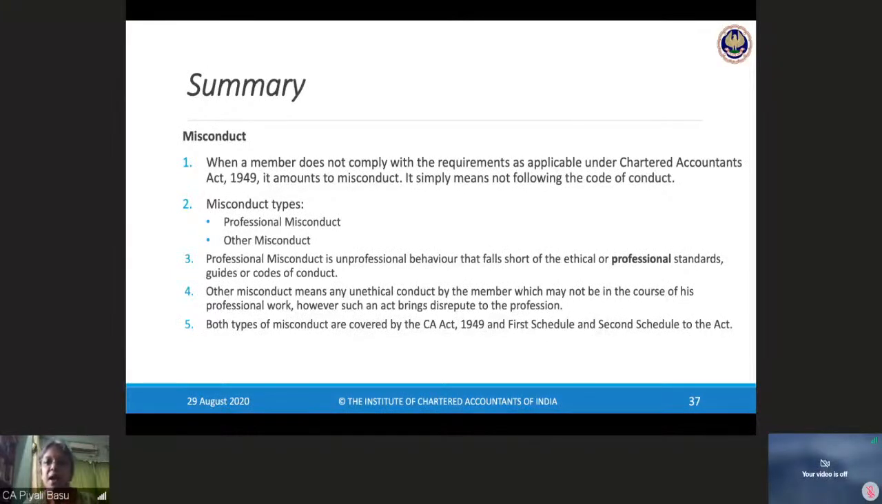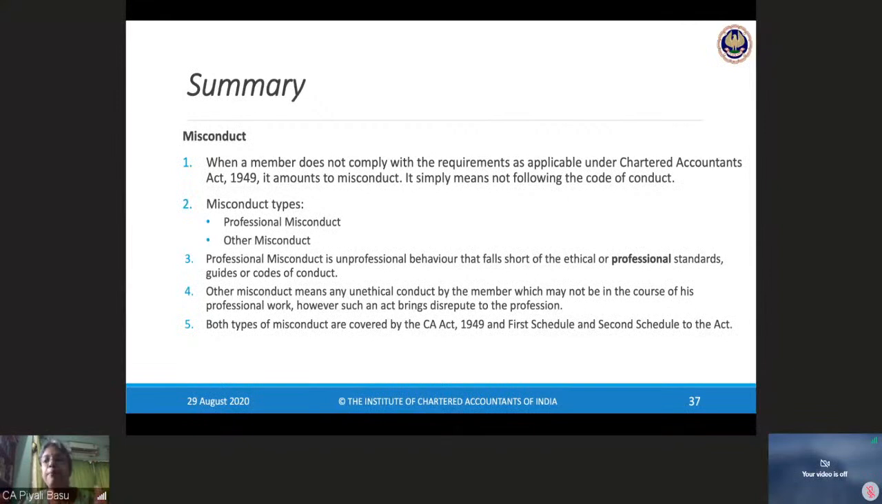It simply means not following the code of conduct. So a code of conduct is given. It is a framework. You remember, we were talking on day one, that it is a framework within which we should do our job, whether in practice or in service. And the Chartered Accountants Act has given separate schedules, first schedule and second schedule, in detail, that what constitutes a misconduct. So there are guidelines given to you, code of conduct given to you, and the cases of misconduct also given to you. So there is no reason why a member of the institute cannot follow that.